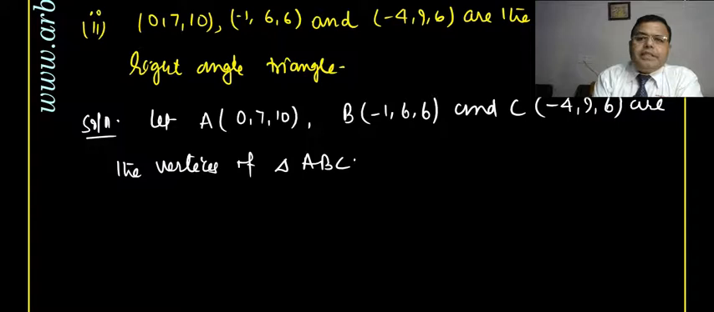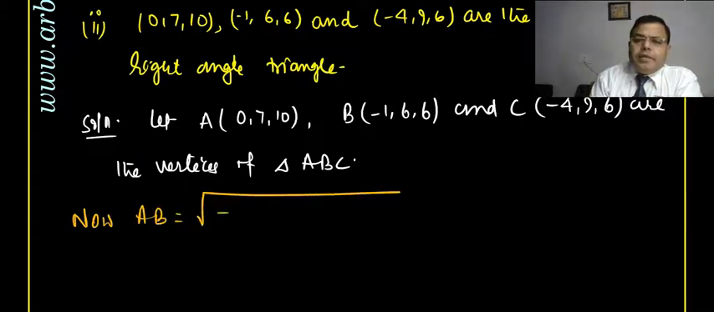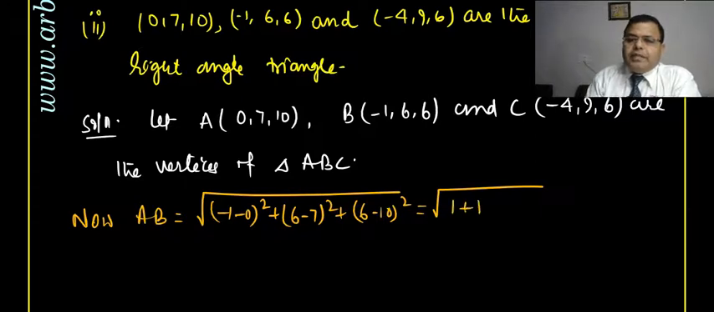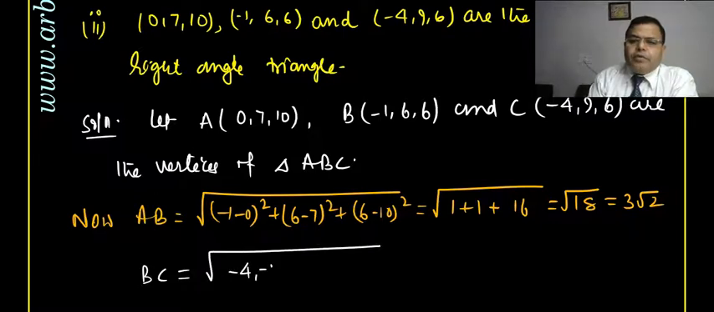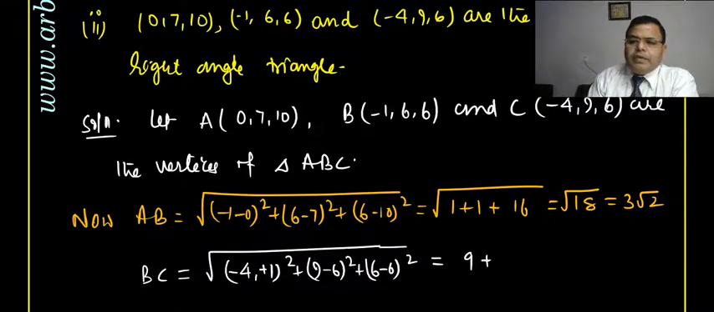Now, the distance AB is the square root of (-1 - 0) squared plus (6 - 7) squared plus (6 - 10) squared. That will be 1 plus 1 plus 16, which is root 18, so this is 3 root 2. So AB squared is 18. Now BC is calculated as (-4 + 1) squared plus (9 - 6) squared plus (6 - 6) squared. That is 9 plus 9 plus 0, so this is also root 18, that is 3 root 2.